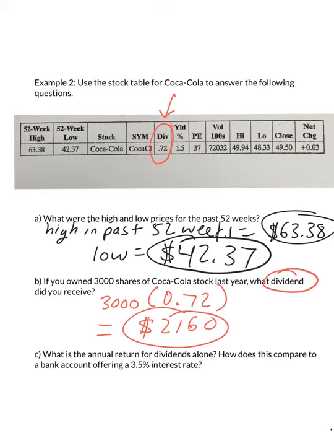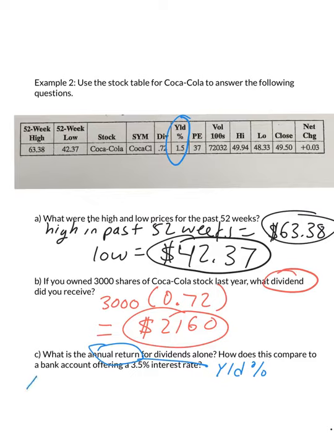Part C, what is the annual return for dividends alone? How does this compare to a bank account offering a 3.5% interest rate? Whenever it asks for annual return, that's when you're going to look at the percent yield column, the YLD. That's a percent formatted number, one of the few columns that's not a money formatted number. So when I look that up, it says 1.5. In other words, the amount of money, the return you got back by owning this stock last year was 1.5%.